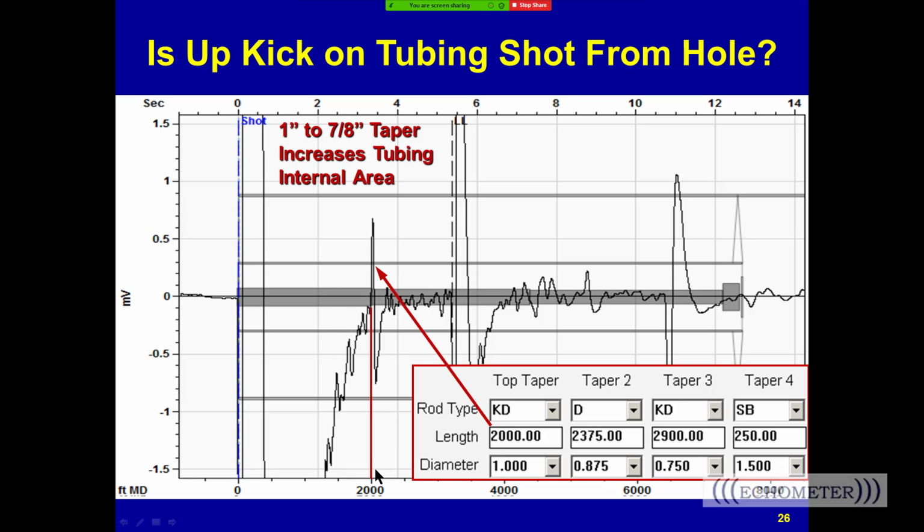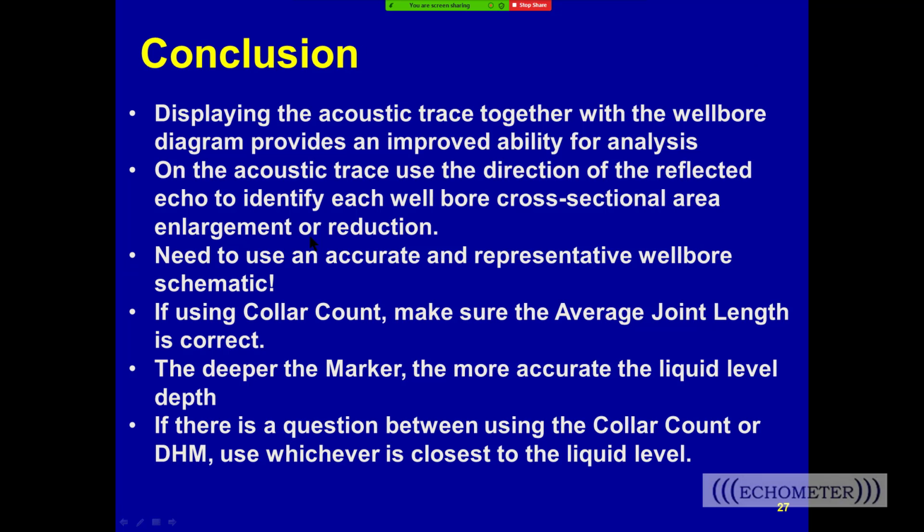And so there's our top of the 7/8 sucker rods, or the bottom of our 1-inch rods, at 2,000 feet from the surface. When we display the acoustic trace along with the wellbore diagram or wellbore schematic, when we match up the echoes with the anomalies on the tubing or the casing, that improves our ability to analyze the well.